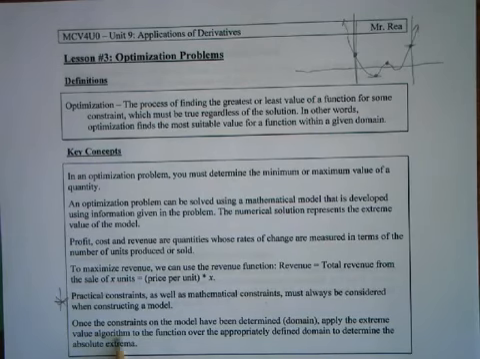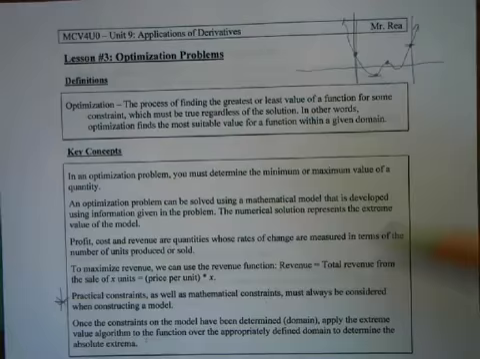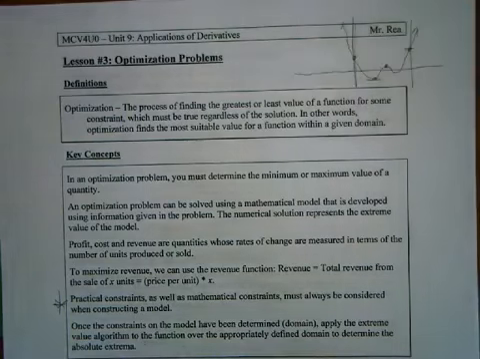Okay, once the constraints in the model have been determined, as in what's the domain of this situation, apply the extreme value algorithm. So this is basically what we did in lesson 1, the previous lesson, over the appropriately defined domain to determine the absolute extrema. And that was using what I was talking about up here.